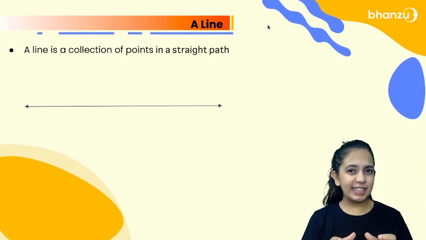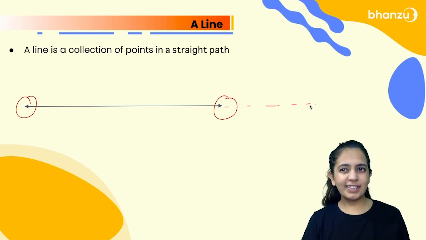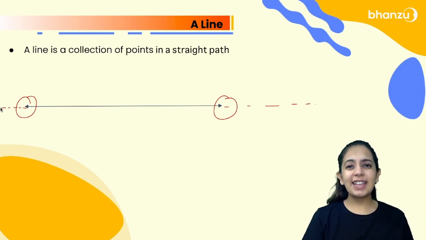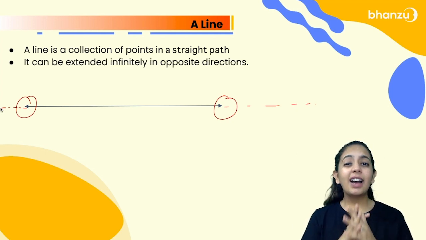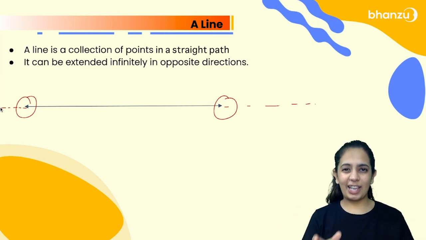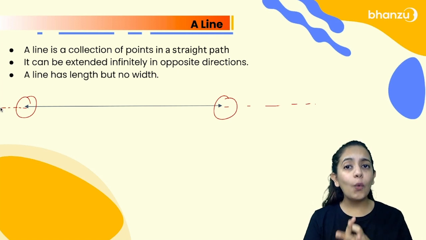Now, can you see these arrows? So these arrows actually represent that you can extend the thread and can put some beads in it. And from this side also you can extend the thread and can put beads in it. Likewise, my dear, a line can be extended infinitely in opposite directions. And it has length, it has no width.